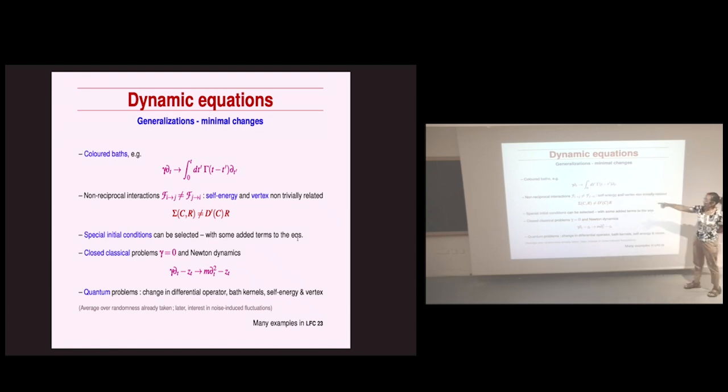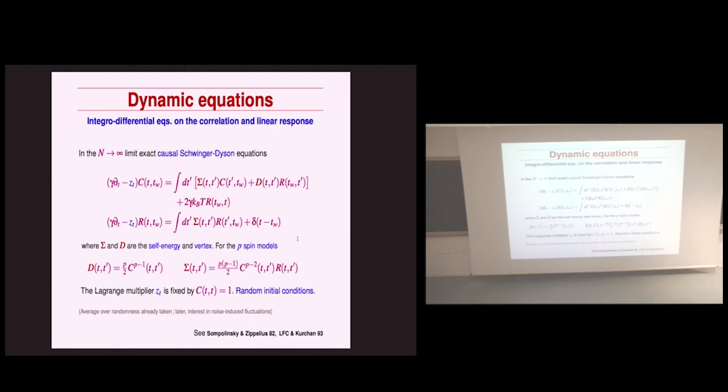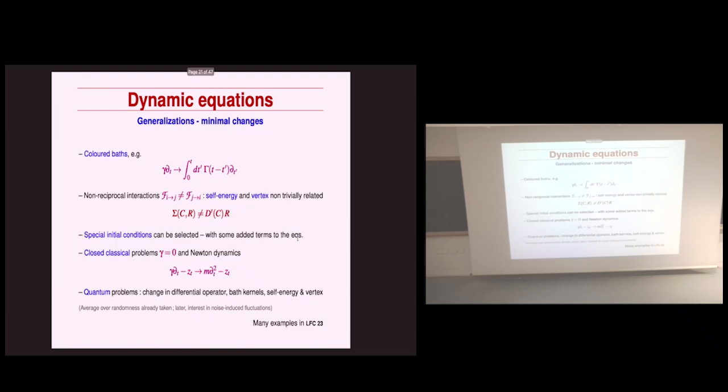You can cover non-reciprocal interactions by changing the relation between the sigma and the D. If you look at the structure of the sigma and the D in the other equation, well, you can see that sigma is like the derivative of D with respect to C, this term here, times the response. Okay? So if you change the relation between the sigma and the D, then you are mimicking in a simple way these non-reciprocal interactions.